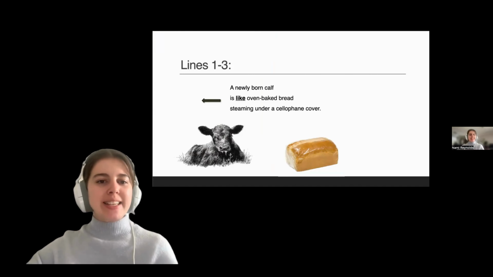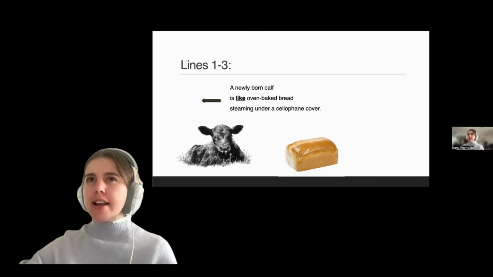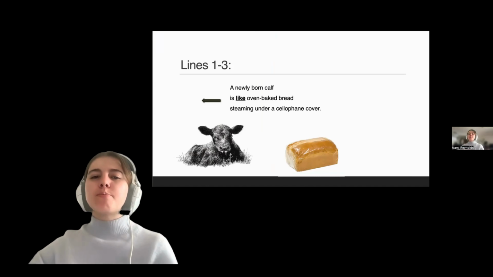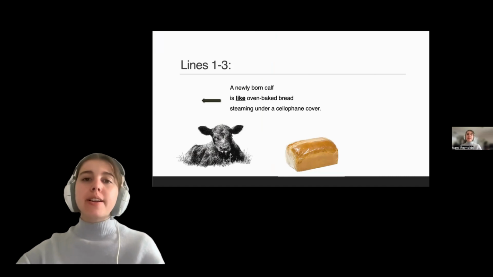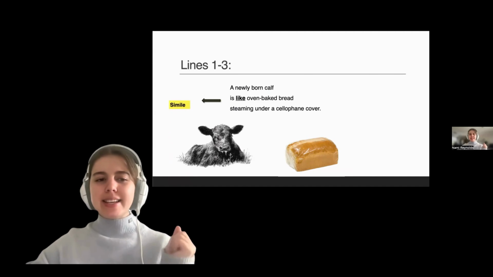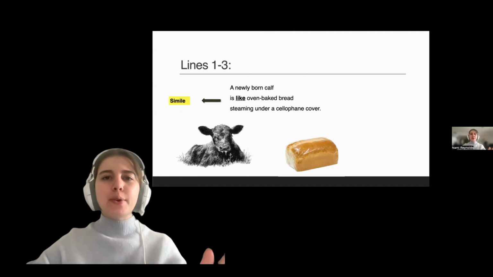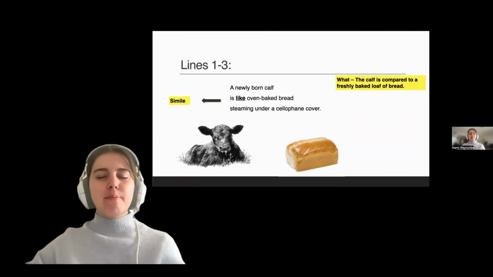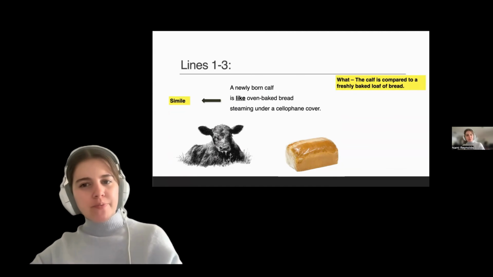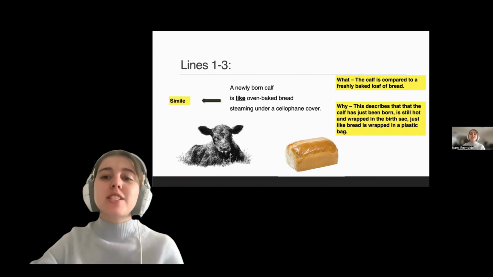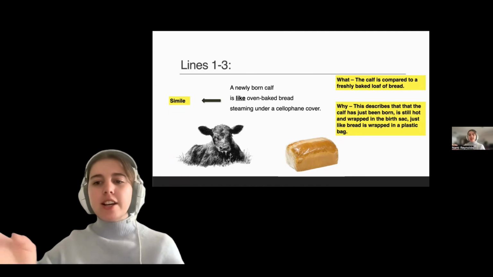A newly born calf is like oven-baked bread. I see the word like, and I think, a calf is being compared to baked bread with the word like. So that must mean that is a simile. Yes. So a newly born calf is being compared to freshly baked bread. But why does the poet use this imagery? The poet uses it to describe that the calf has just been born, like bread fresh out of the oven.